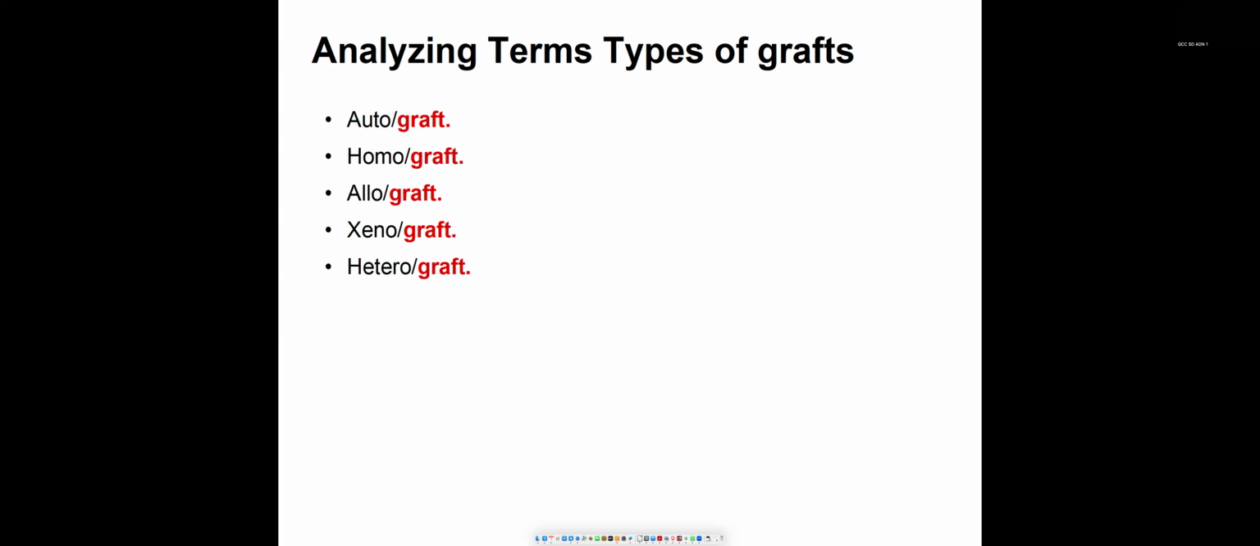Allograft: the prefix allo means other or different. Allograft is another term for homograft, tissue from another person. So again, those can be used interchangeably. Homograft and allograft are the same terminology used interchangeably.